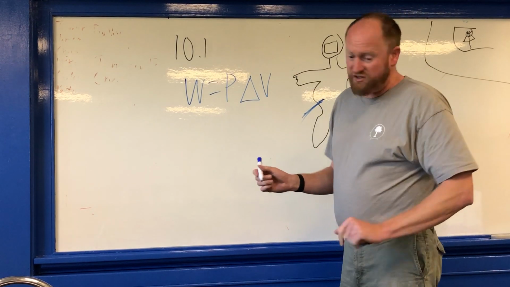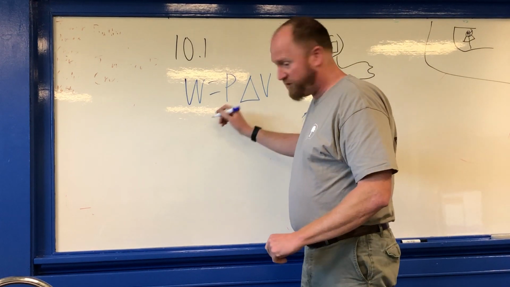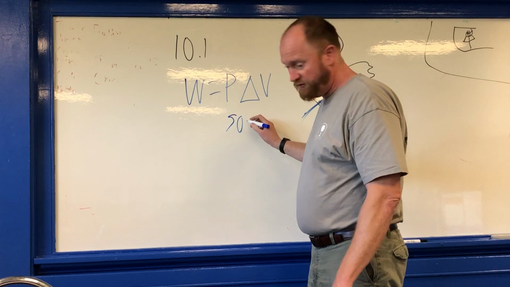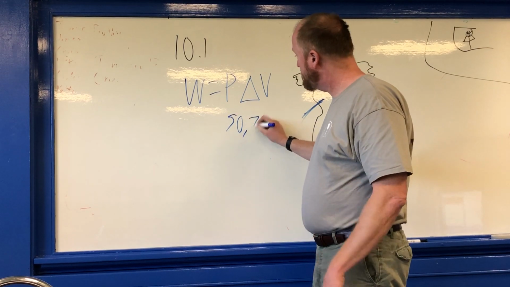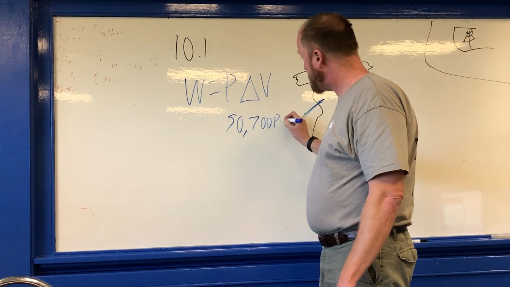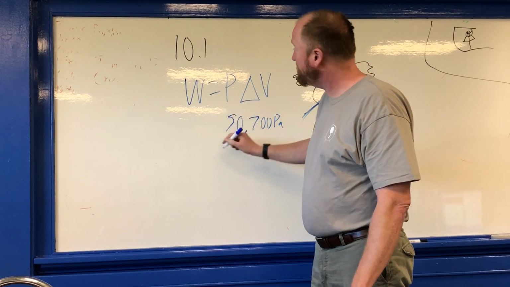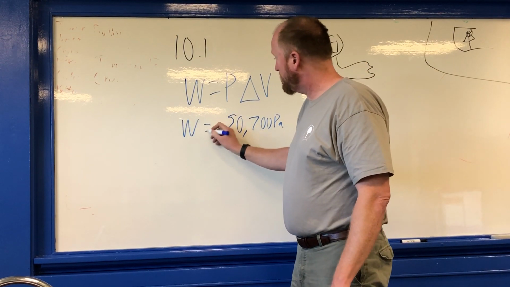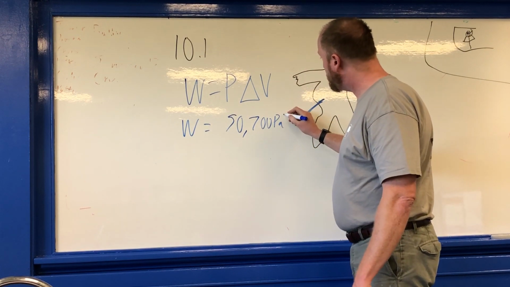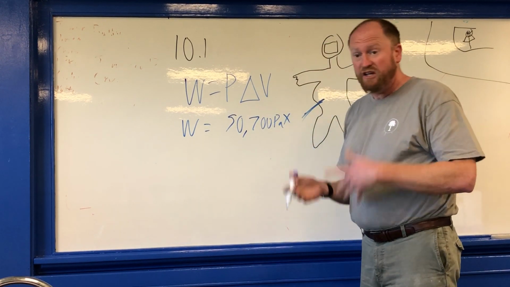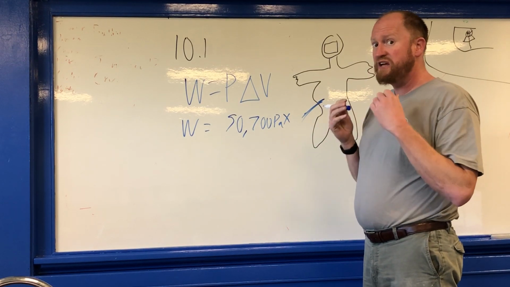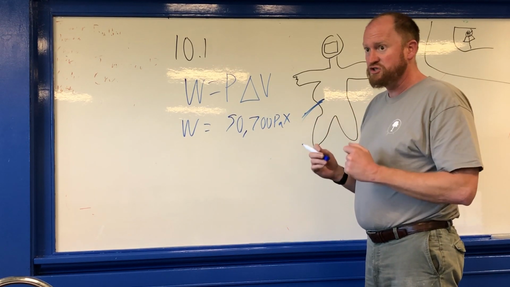So we have given you a number for the pressure of 50 kilopascals, not 700 pascals, 50,000 pascals, which is 50 kilopascals. Work will equal that times the change in volume. Well, from chapter 8, you have your volume. Now, I have a volume of 109 liters.